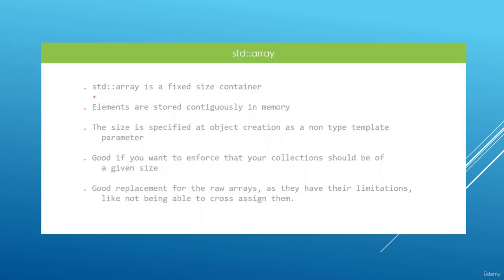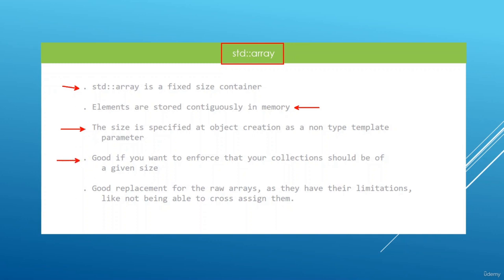This is a fixed size container, so the moment you create it, it's going to have a size, and you won't have the ability to change that size later in your C++ program. Elements are stored contiguously in memory because this container is also going to wrap around a raw array, just like std::vector. The size is specified at object creation as a non-type template parameter, so the size is resolved at compile time. You should really know this.